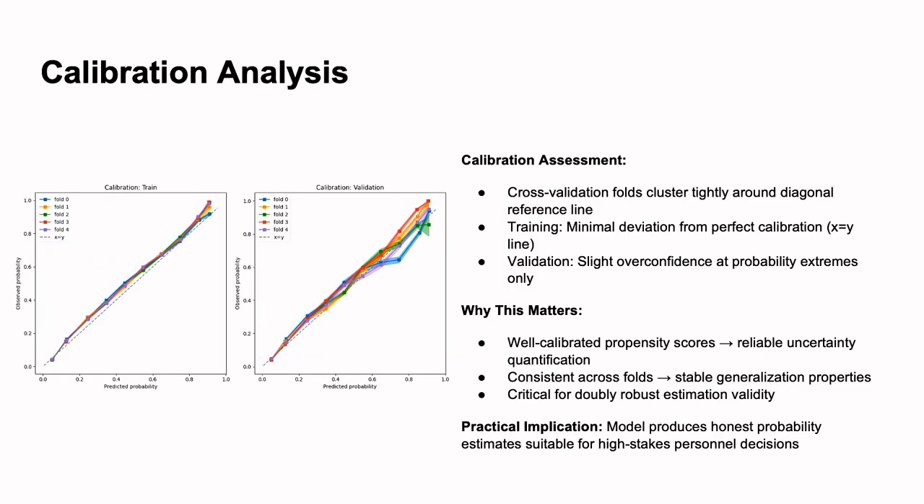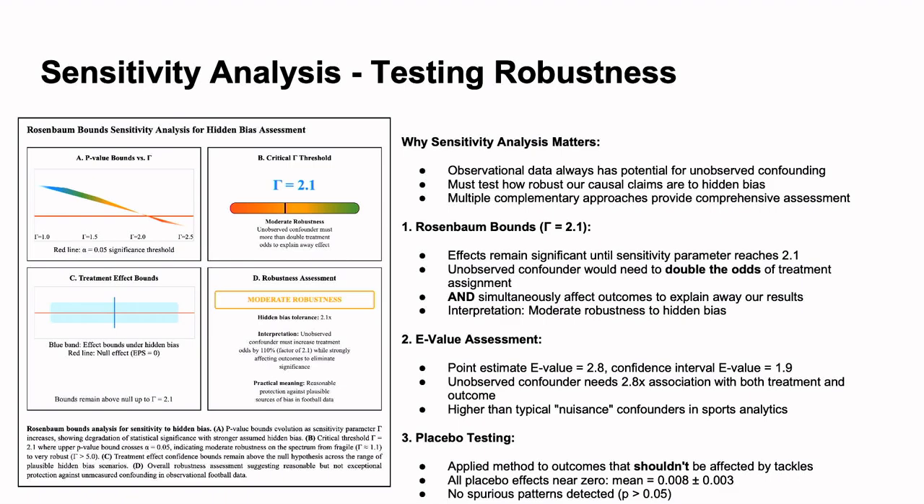Next thing we want to look at is calibration analysis, so how well calibrated our model is. This shows, for the training set as well as the test set, how well our observed probabilities align with our predicted probabilities, and we see reasonable estimates here.